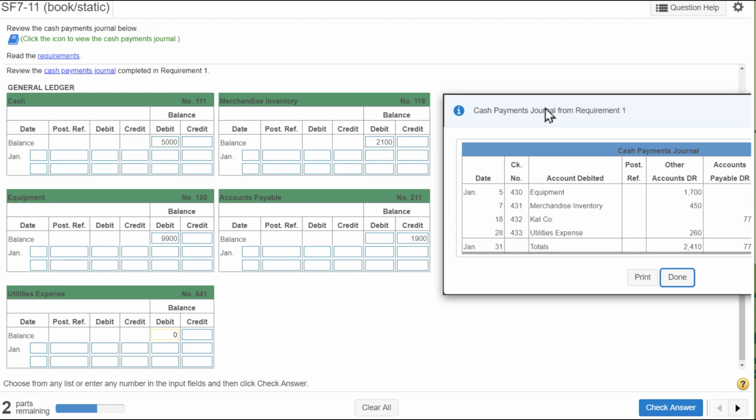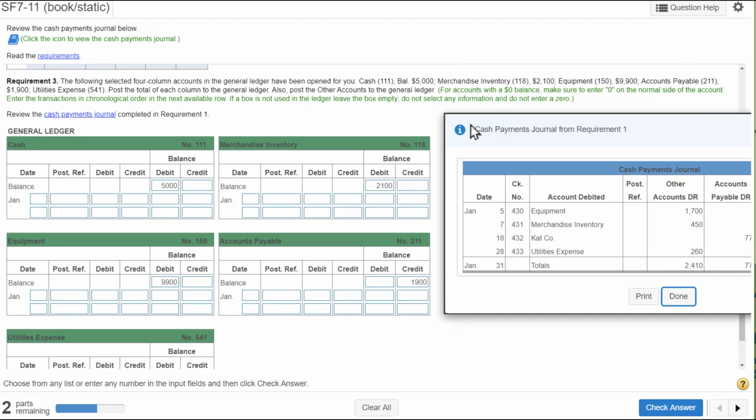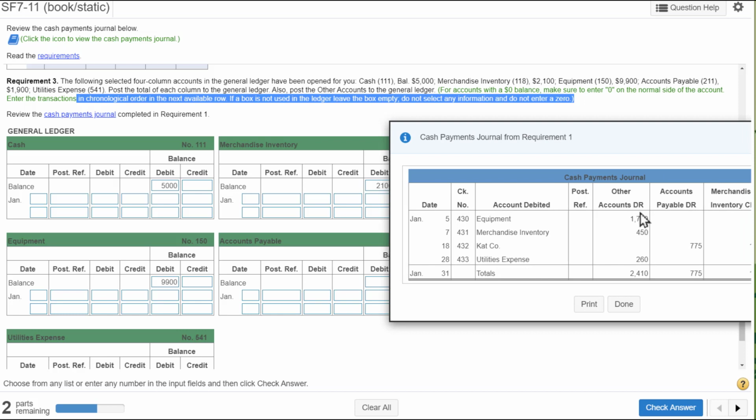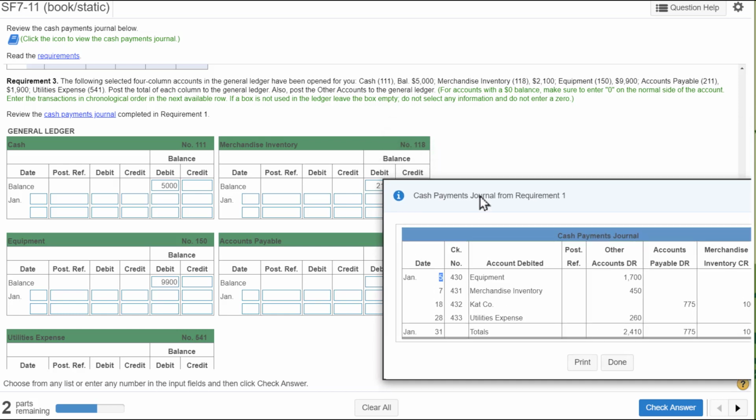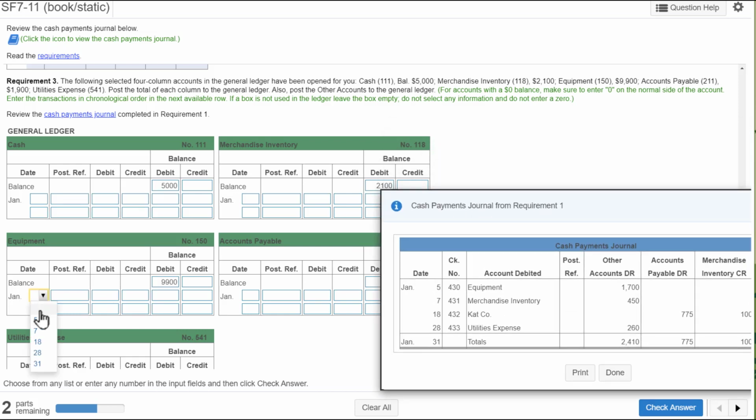Now what we're going to do, because it says up here, post transactions in chronological order. So we're going to start with the other accounts column. We're going to start with equipment. Equipment is being debited for $1,700. And even though we're posting this at the end of the month, we got to keep the original date of the 5th. So equipment on the 5th, post reference CP8, and we said it was a $1,700 debit, copy and paste.